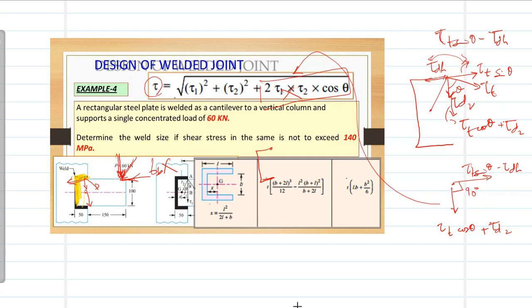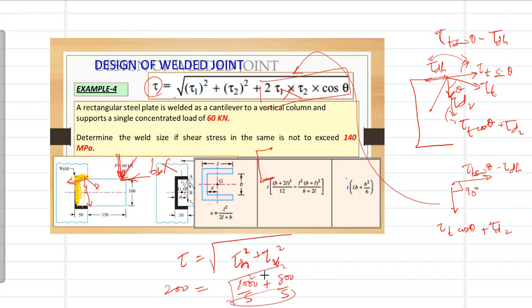Here tau 1 is tau h squared plus tau v squared, the sum of the horizontal components of shear stresses and the sum of the vertical components of shear stresses. So let's say this is, for example, 1000 divided by S, this is 800 divided by S, and this is the tau allowable, like 200. So just find S from here. This is the idea if there is a force at an angle.